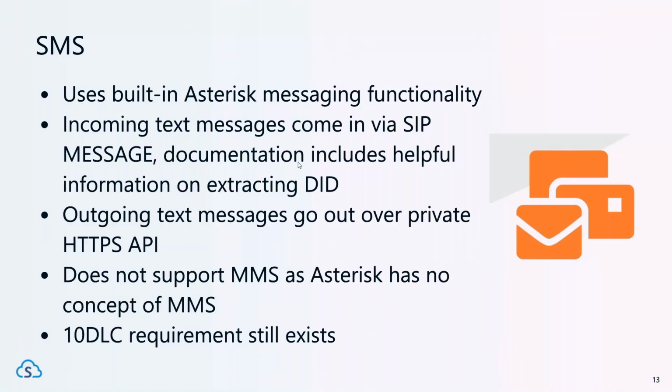So from an SMS perspective, this does use the built-in Asterisk message functionality. So incoming text messages come in via SIP message. The documentation on the knowledge base does provide helpful information on extracting the phone number. In particular for SIPStation, it uses a specific header that provides the DID information instead of the To or request URI in a lot of cases. So you need to explicitly go and look at that header. Outgoing text messages, on the other hand, go out over a private HTTPS API for both SIPStation and VI.